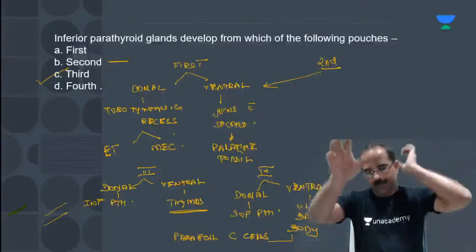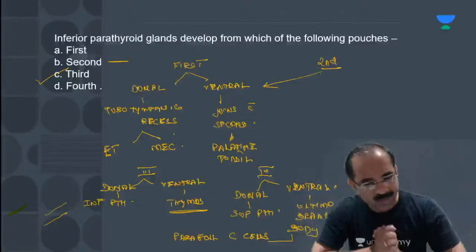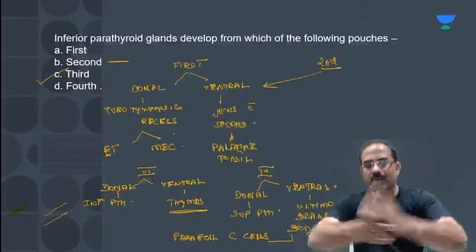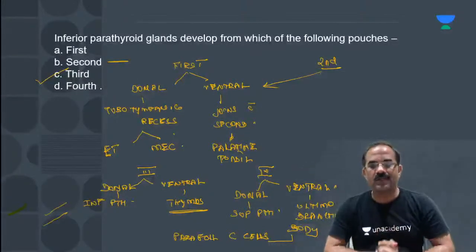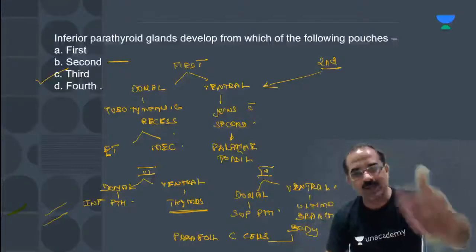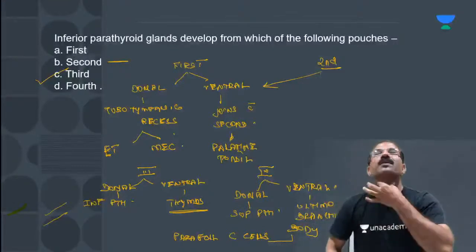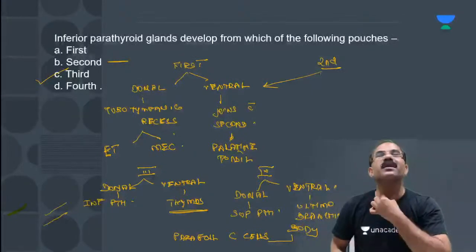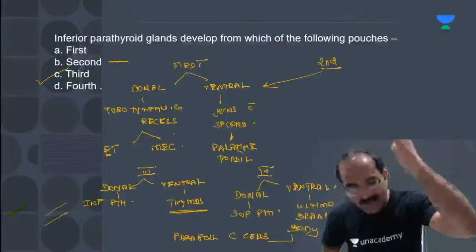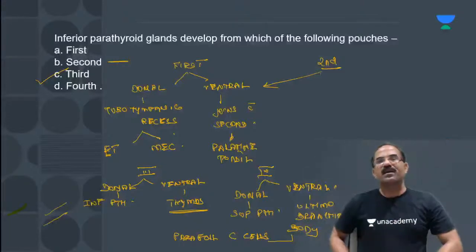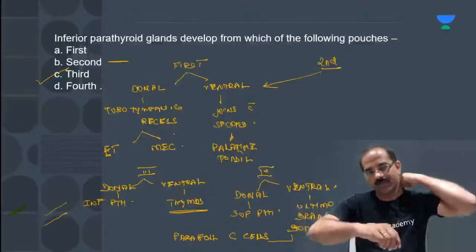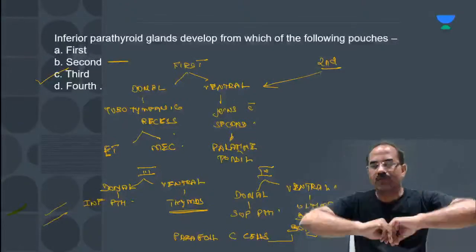So the third endodermal pouch divides into a dorsal and ventral part. The ventral forms the thymus. Very important. Thymus is derived from the ventral part of the third endodermal pouch. Thymus is therefore formed in the neck. The thymus then descends down into the thorax, into the mediastinum. That's the ventral part. Dorsal part se kya banta hai? That's the inferior parathyroid.